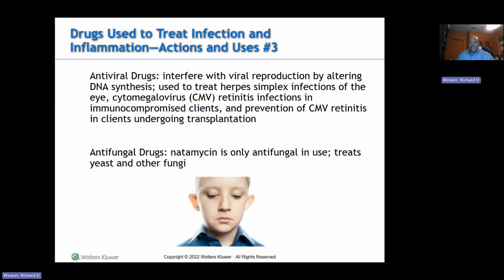We also have the antifungal drugs, natamycin, which is the only ophthalmic antifungal that is in use today. This drug possesses antifungal actions against a variety of yeast and other fungi as well.